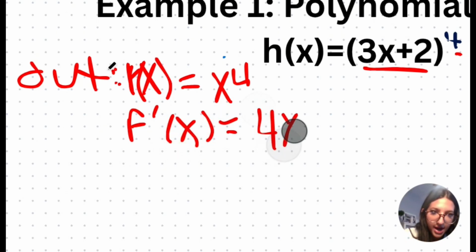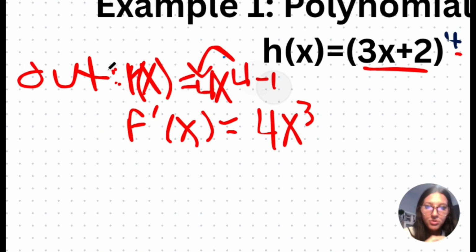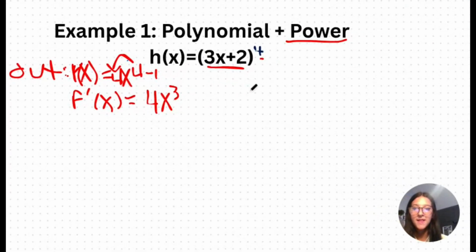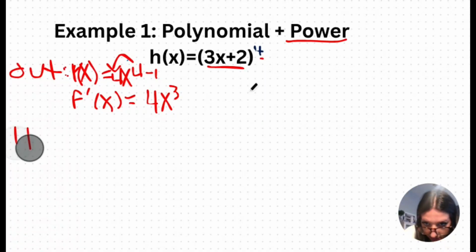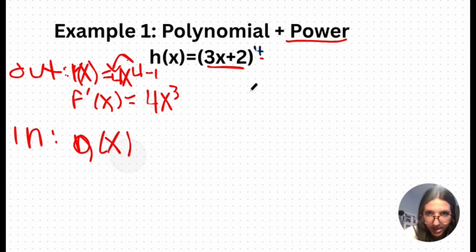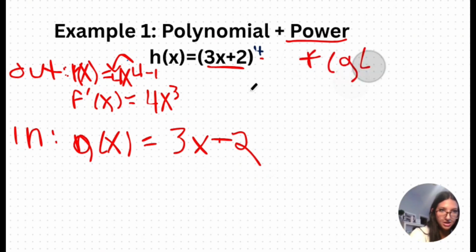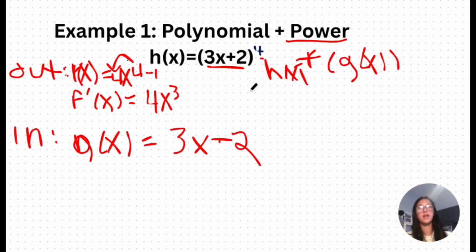Now, let's find the derivative of our outside function and make sure it's differentiable, and it looks like it is: 4x to the power of 3. We pull our 4 to the front because of the power rule, and we subtract 1 from the exponent, which gives us our derivative. Okay, let's look at our inside function. Our inside function is g of x, which equals 3x plus 2. If you're confused why I'm using f of x and g of x, that's because f of g of x is equal to h of x, which is just our common formatting.